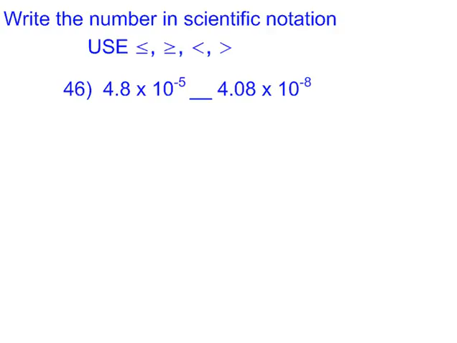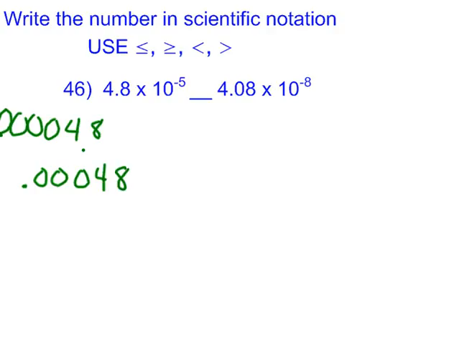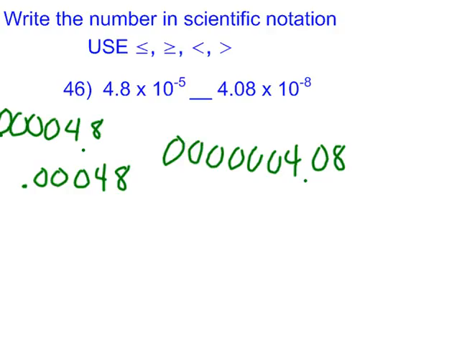Number 48 is asking us to tell which scientific notation is larger using greater than, less than, greater than or equal to, or less than or equal to. What I would do is turn this into standard form. So this would be 4.8 times 10 to the negative 5th. I would have to move that decimal point to the left 1, 2, 3, 4, 5 places. So it's going to end up 0.00048. And this next one would be 4.08, and I'm going to have to move this one to the left 8 places. Put a bunch of zeros out. 1, 2, 3, 4, 5, 6, 7, and one more would be 8.